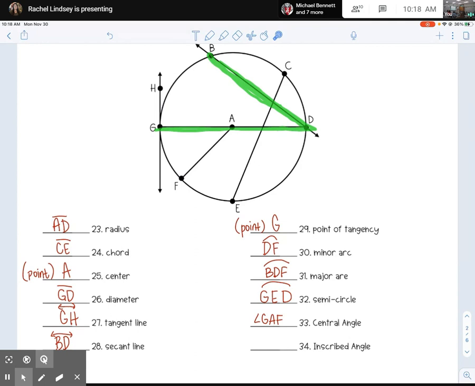So angle GBD or GDB or BDG, either way. G, D, B. Or B, D, G.